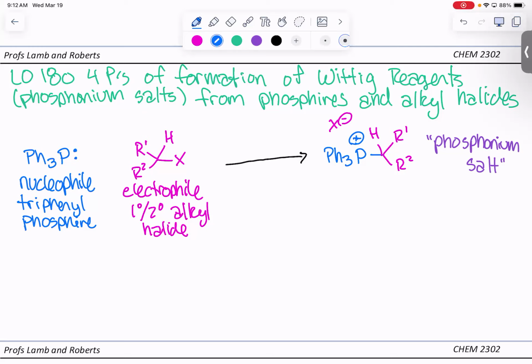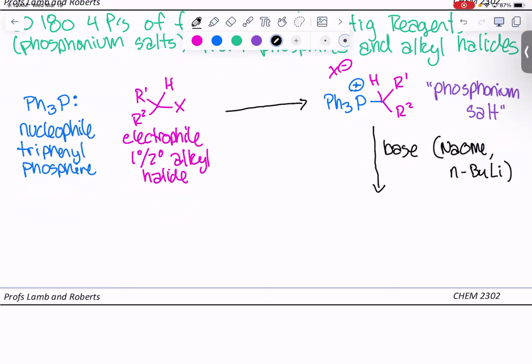Now what we're going to do in this reaction, as I suggested to you, is a deprotonation. So we need a base here. Some good choices for bases that we use in this reaction a lot are sodium methoxide, which is pretty common, and n-butyllithium. We have other options, and we have to match the pKa, but if you just want to narrow it down to a couple of bases, those are ones that work really well.